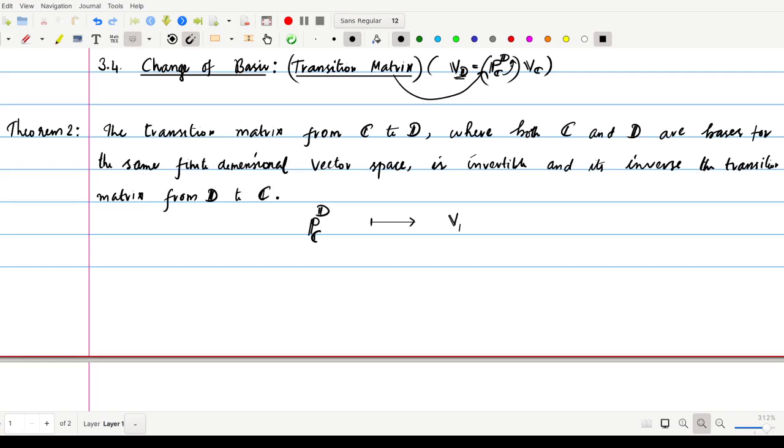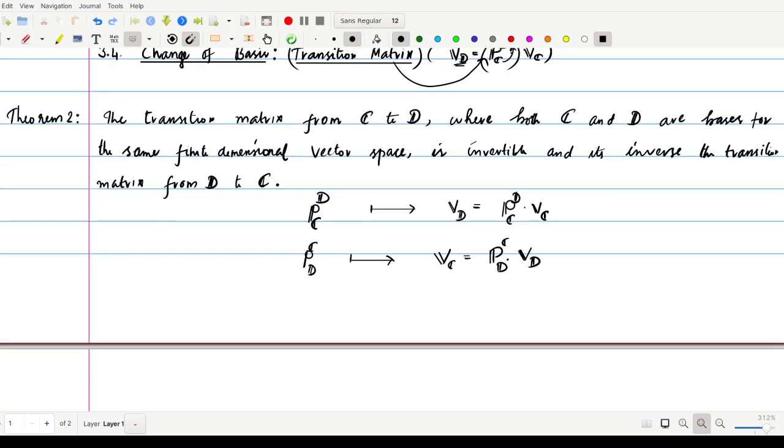V_D can be written as P_CD times V_C. And we have another transition matrix from D to C as well. Because this is true for any C and D, we can get this matrix. This is from the equation, and it transforms the coordinates of a vector relative to D to C. So that will give from the equation V_C is equal to P_DC times V_D.